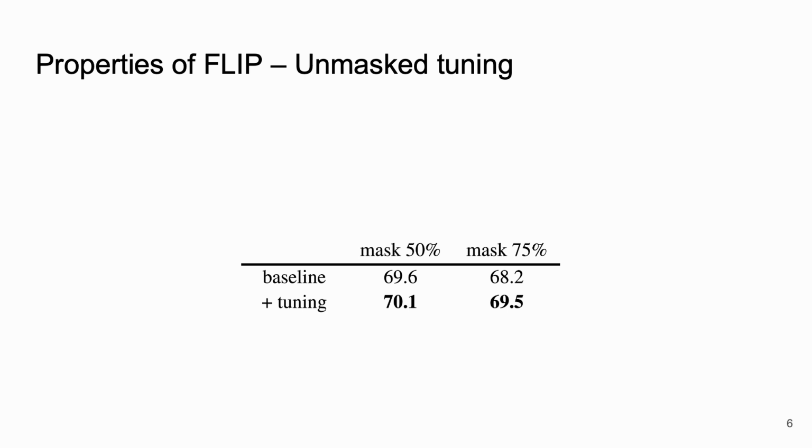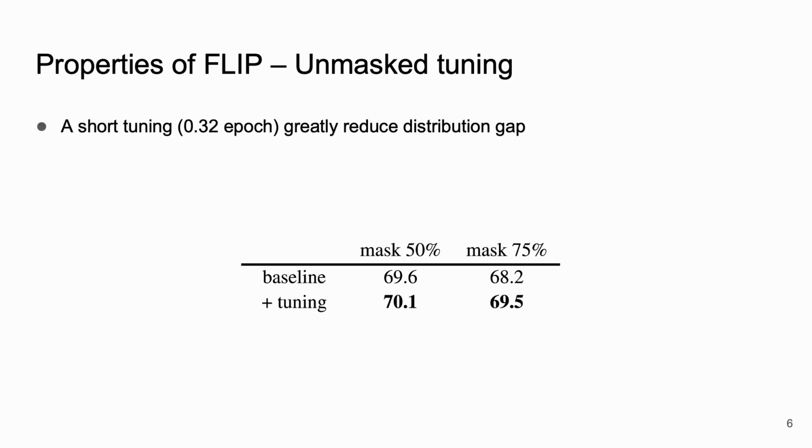During inference, we use intact images without masking by default. It creates a distribution shift between training and inference due to masking. Thus, we add an unmasking tuning with a very short schedule. As we can see, the tuning effectively reduces the distribution gap.